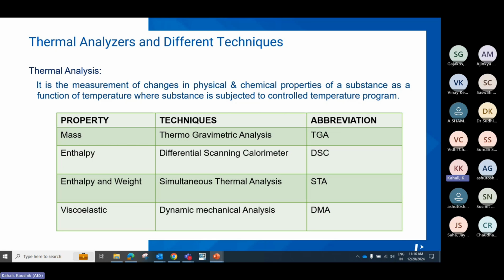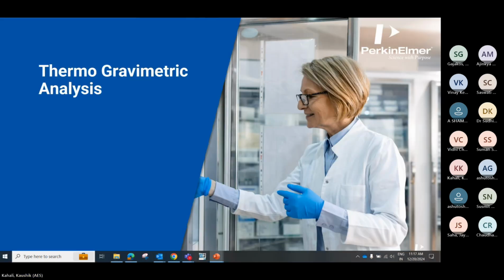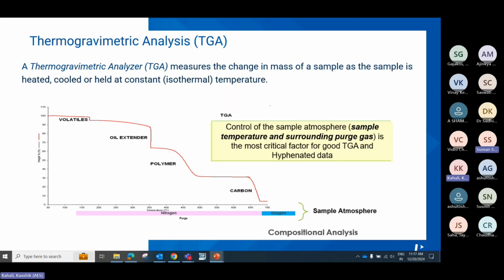And there is one more instrument and technique, where we monitor the viscoelastic properties of the substance, and that technique is known as dynamic mechanical analysis, or DMA. So PerkinElmer has all the instruments: TGA, DSC, STA, and DMA. First we will go through thermogravimetric analysis.